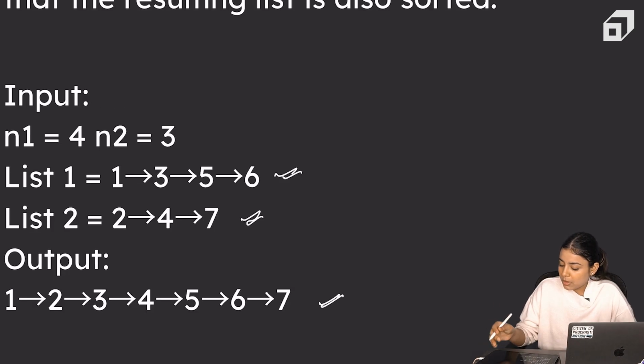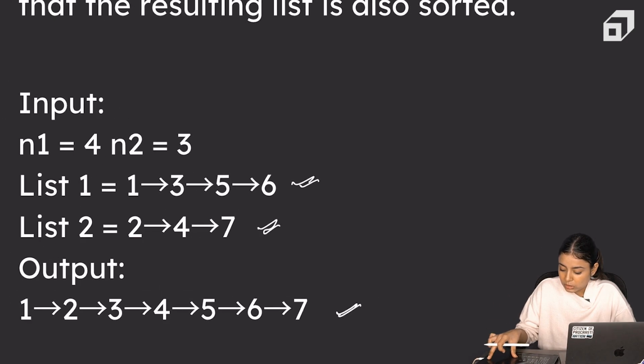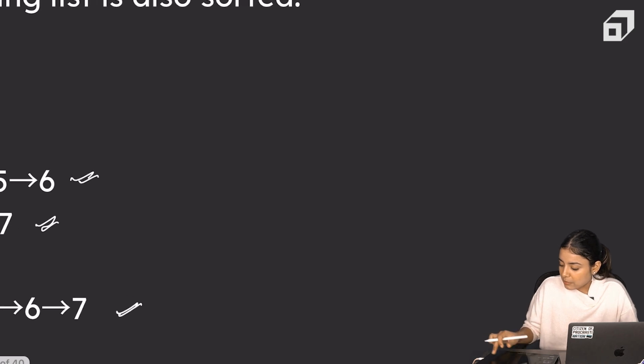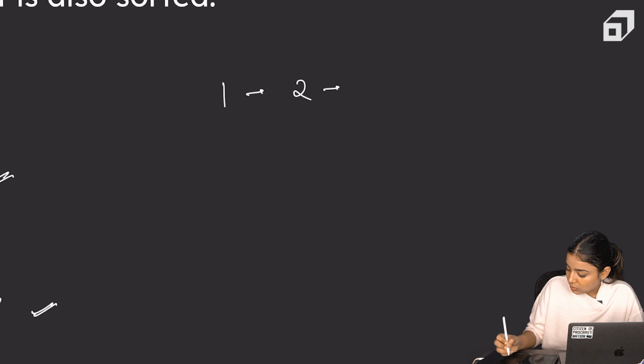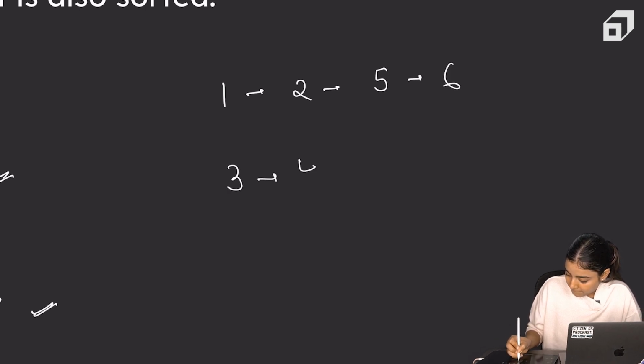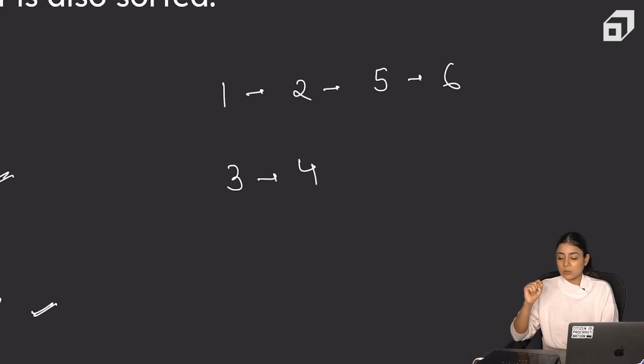Okay. What comes to my mind is one way to do this is, for example, if I have these two linked lists, okay, and I need to create a third combined linked list. Okay, so what I can do is I can check what is the smallest number.